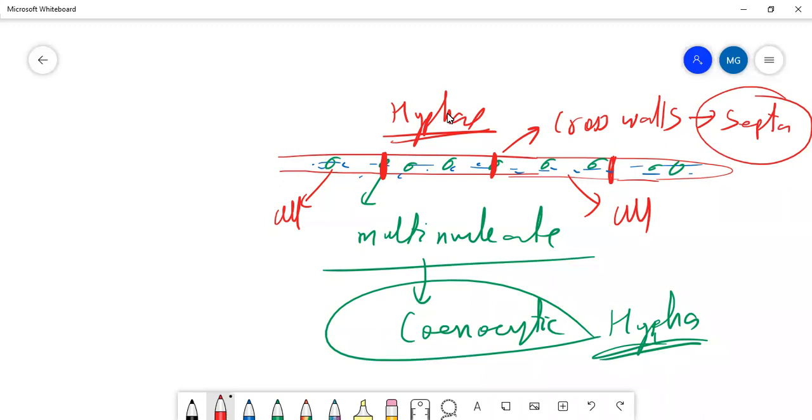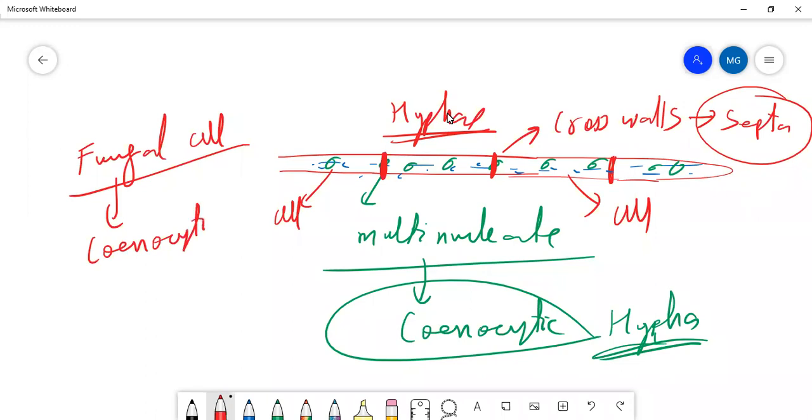So this should be very clear. Now look at the individual fungal cells. We know fungal cells can be uninucleate, binucleate, or multinucleate. So we have all different kinds of conditions. A fungal cell can be cenocytic, meaning there is no division, no cross walls.